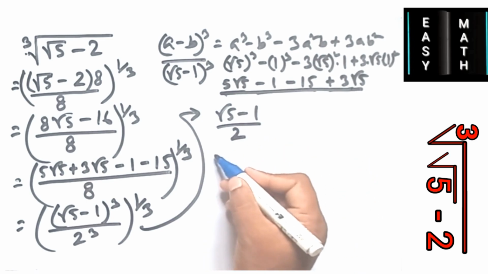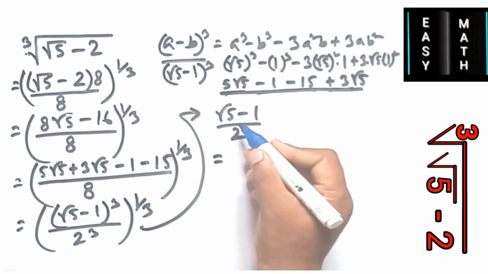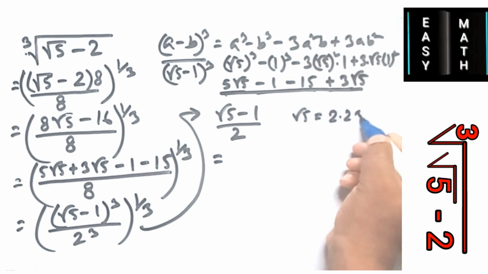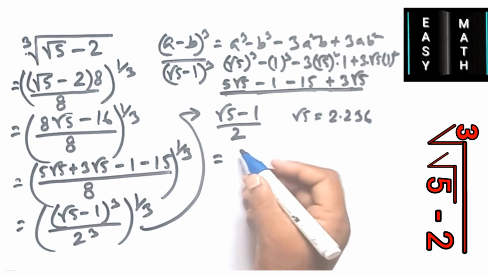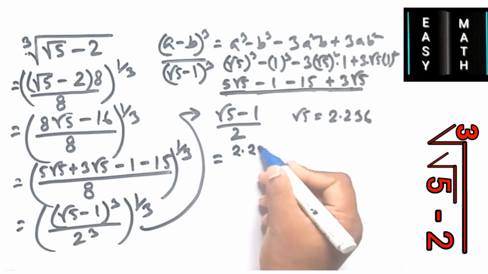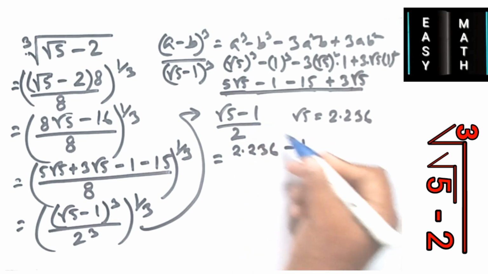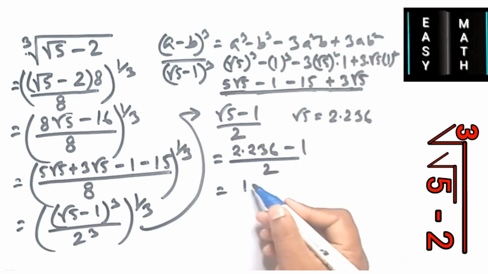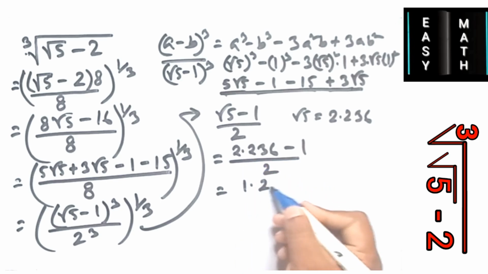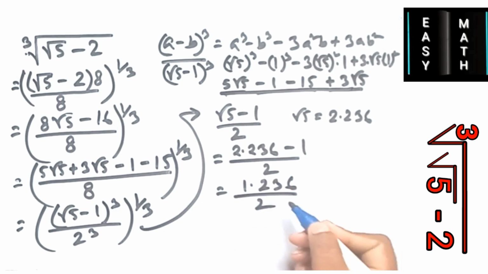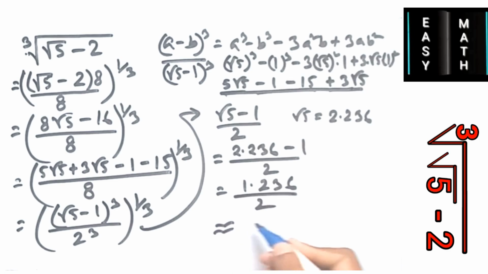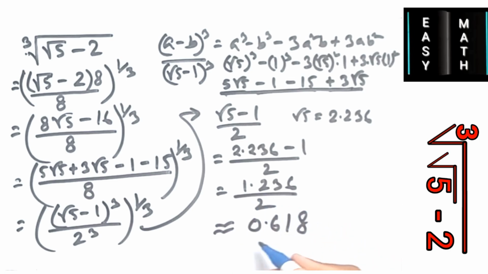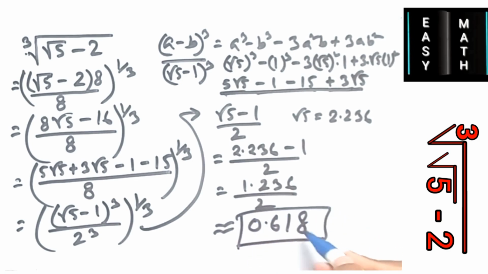And now the root 5 value, we know it is approximately 2.236, and so there is 2.236 minus 1, divided by 2, so there is 1.236 by 2, so approximately this is 0.618. So this is the decimal value of this.